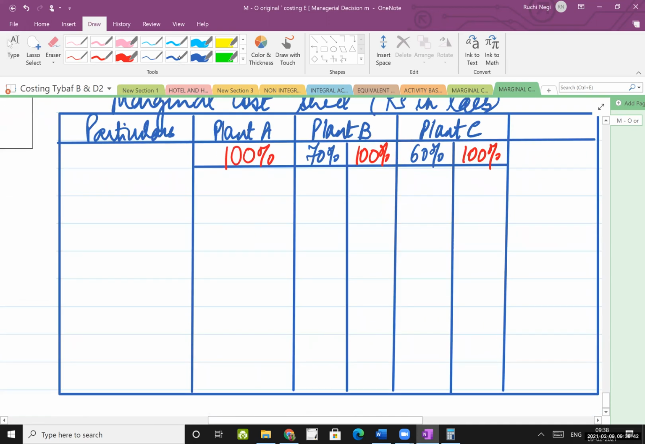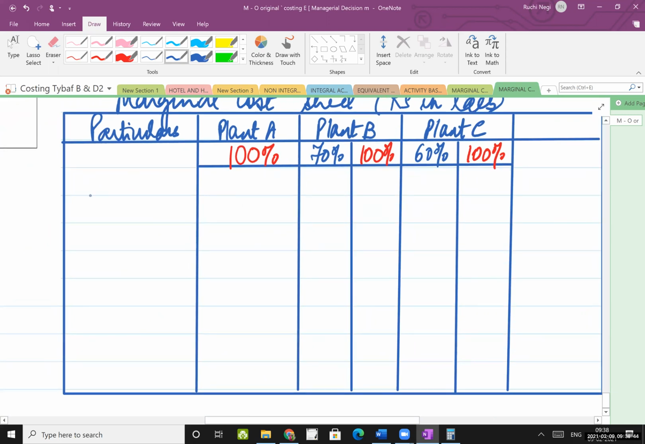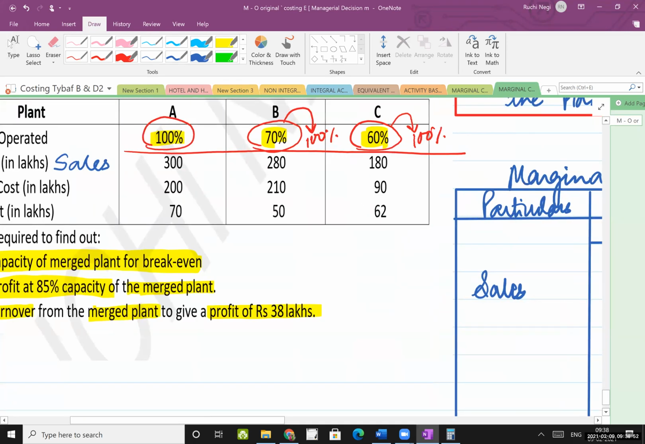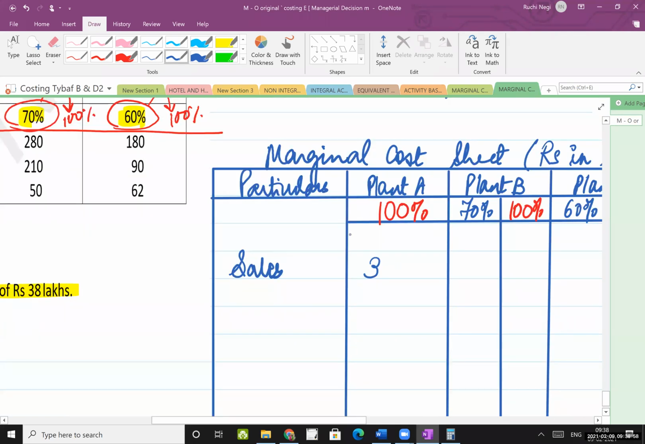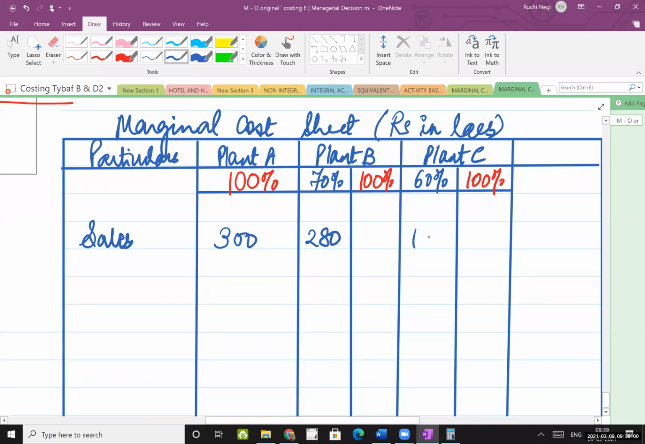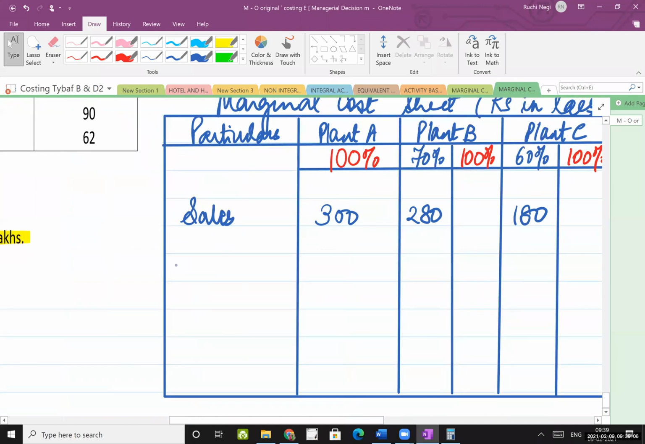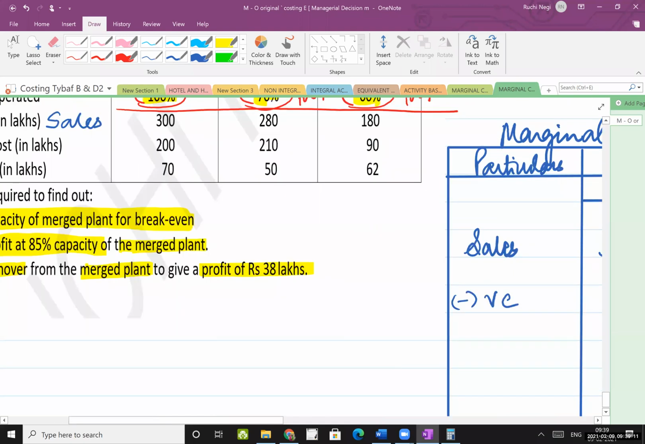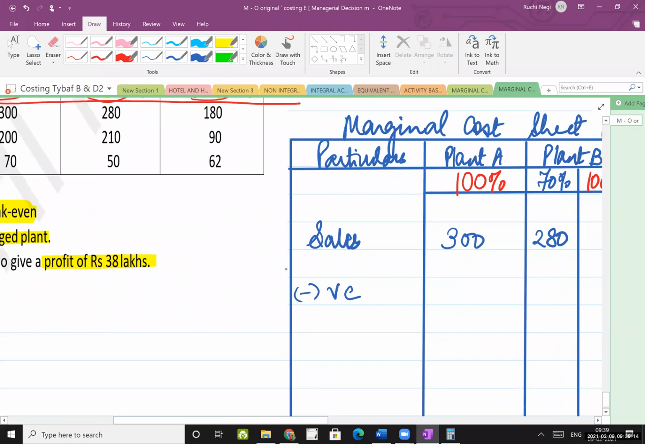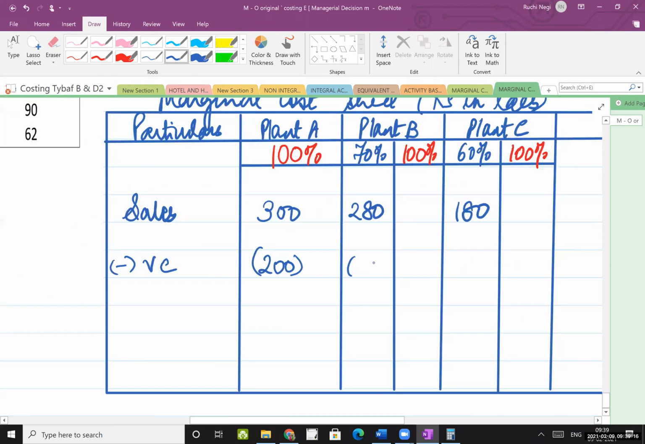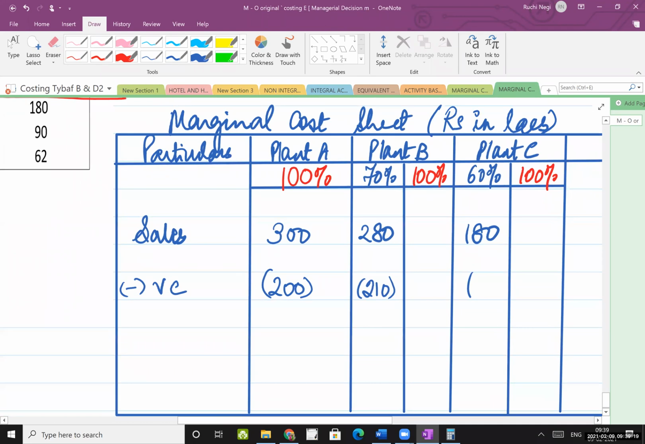Okay, start with sales. How much? 300, 280 and 180. Next, variable cost. Less variable cost, how much? 200, 210 and 90.